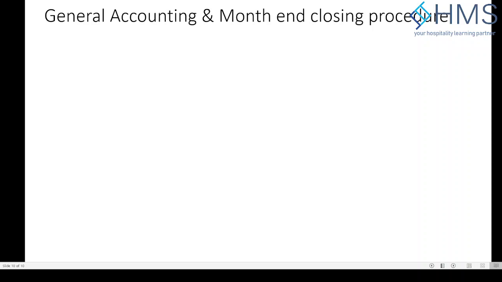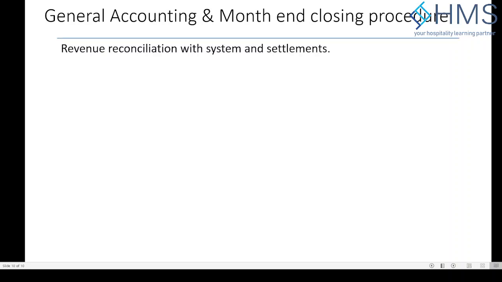Just a very brief procedure of general accounting and month-end closing process in the hospitality industry. Generally, the first thing, as we have discussed in our previous modules in the income audit module, is that the process always starts with revenue reconciliation with the system and the settlement. So income audit is doing that on a daily basis, right?